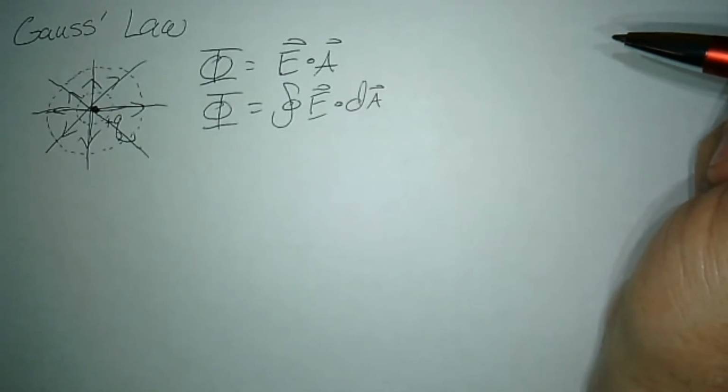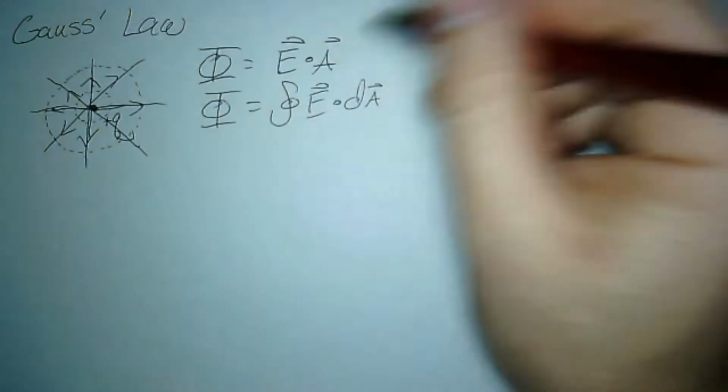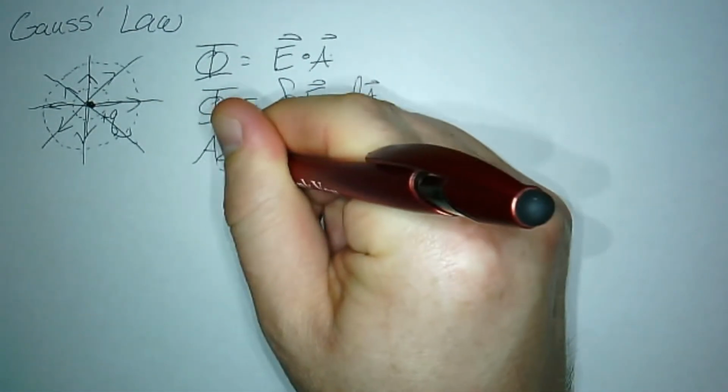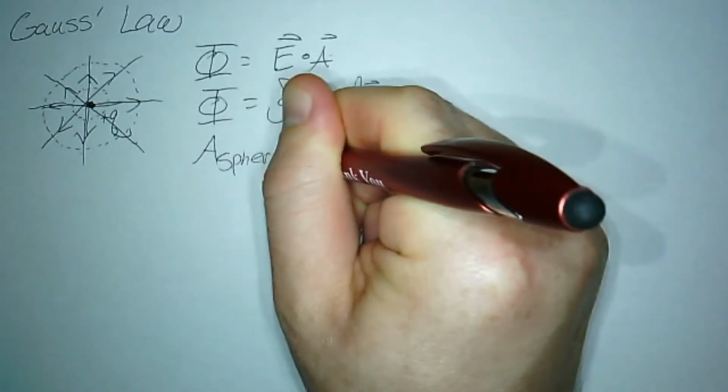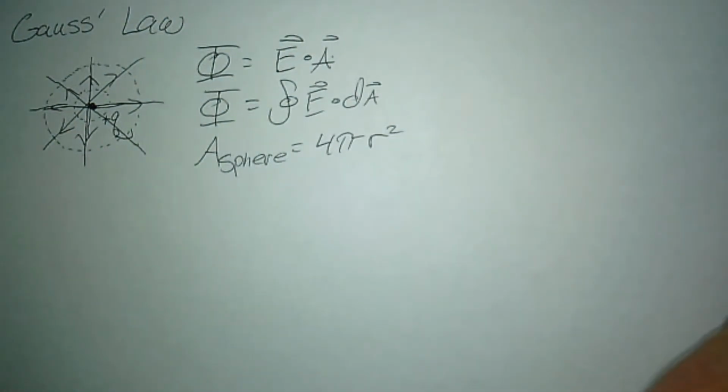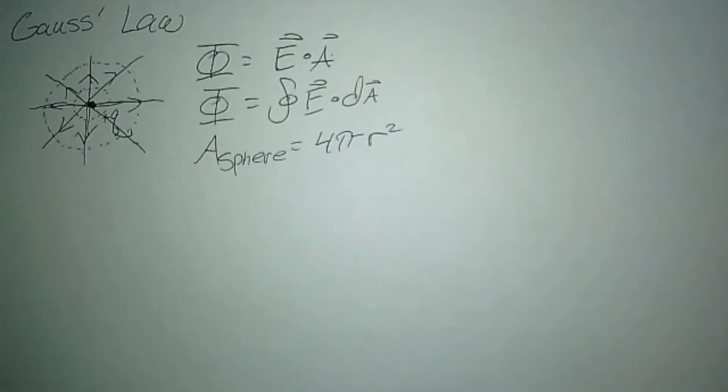But really, since we're doing a sphere here, we can use the simpler one, and we can even just say the surface area of a sphere, right? We all know the surface area of a sphere should be 4 pi r squared. So in this case, my flux is going to be electric field times 4 pi r squared.